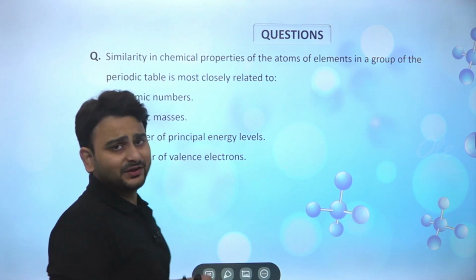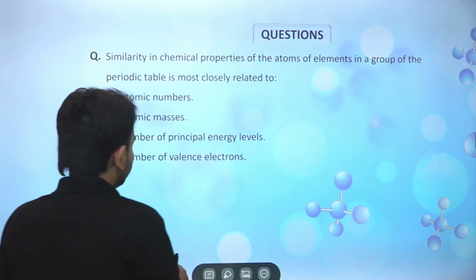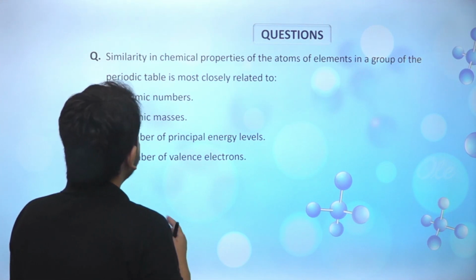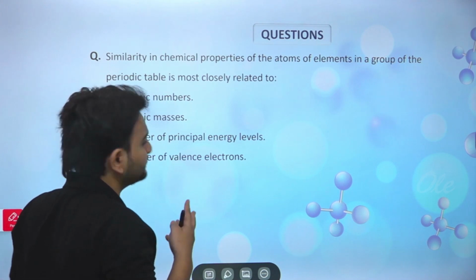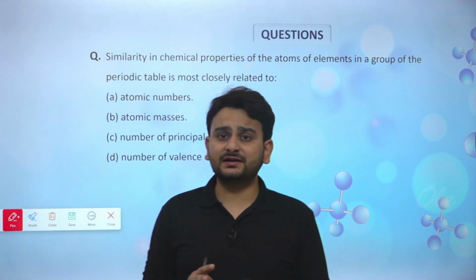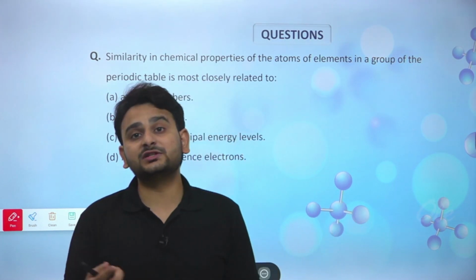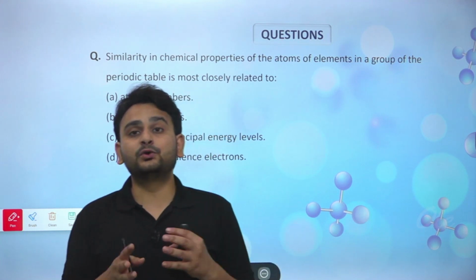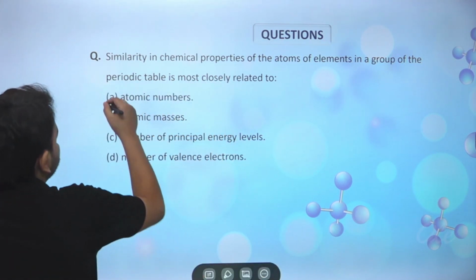So the answer to the previous question, of course, becomes third period and 4th group. Next, similarity in chemical properties of the atoms of elements in a group of the periodic table is most closely related to, guys, we studied this very well in the last class. Mendeleev made a leap. He said atomic masses, and then Moseley was finally able to draw a stronger correlation with the atomic numbers. So the correct answer to this is atomic numbers.